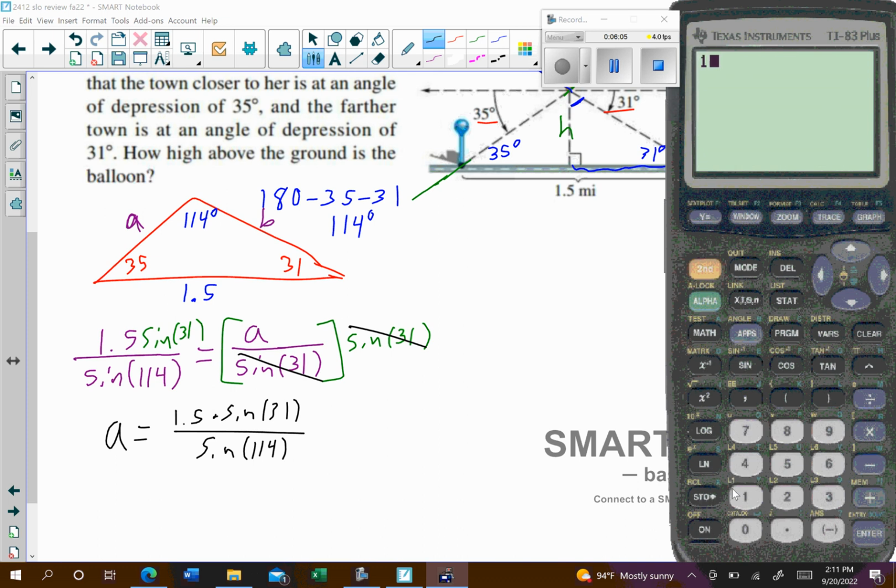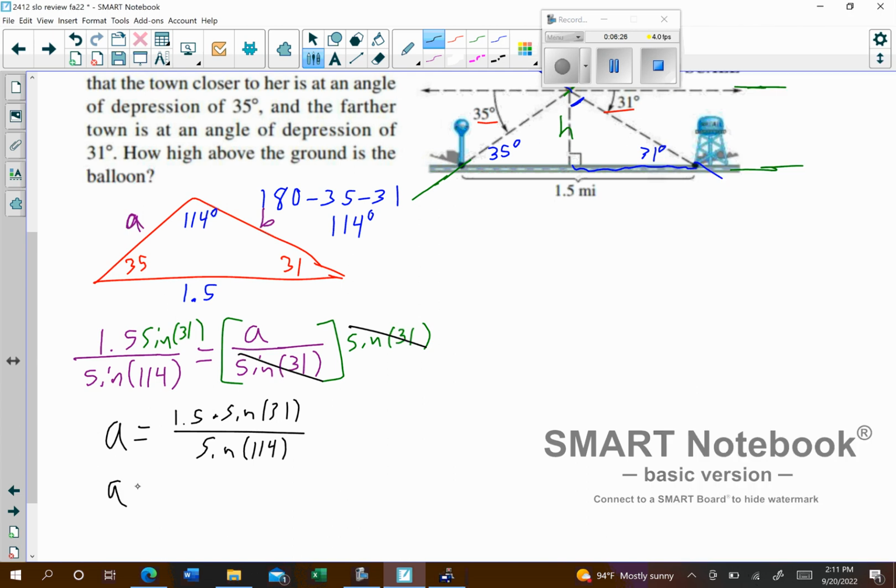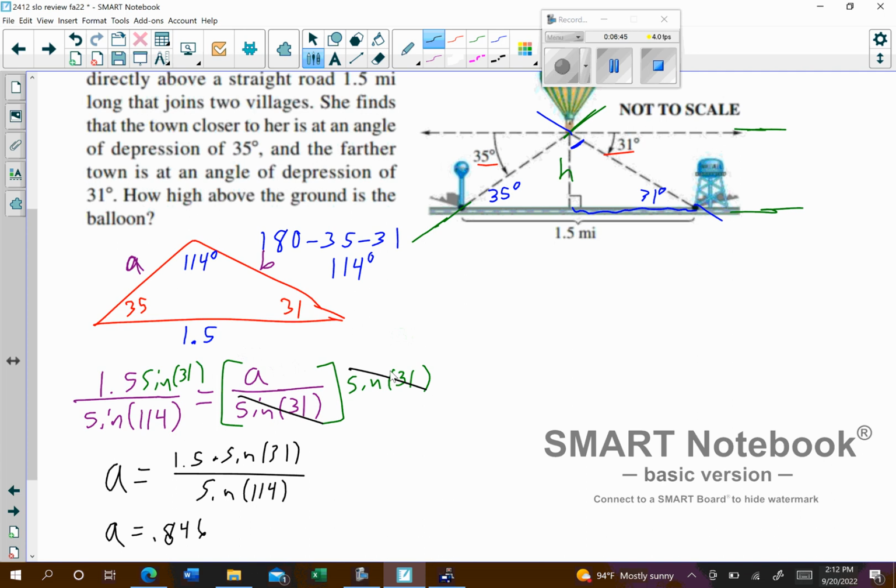So let's see. We're going to have 1.5 times sine of 31. Close that parentheses, and then I'm going to divide that by sine of 114. And so I get about, we can round that to 0.846. Oops. Sorry, this pen is not working the best. Let's see. Oh well, 0.846. There we go. Okay, so now I know what side A is, which up here in my original picture, that's up here, right here.